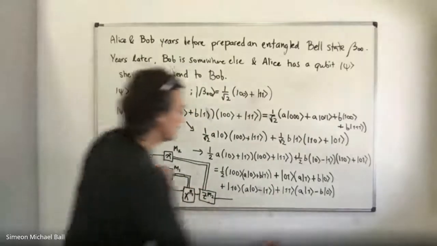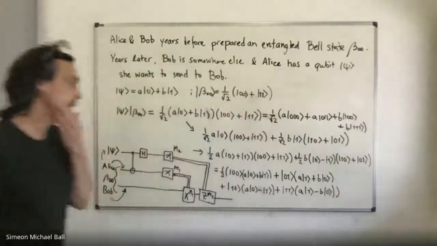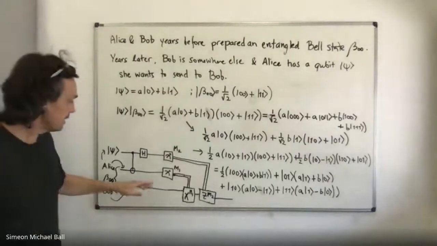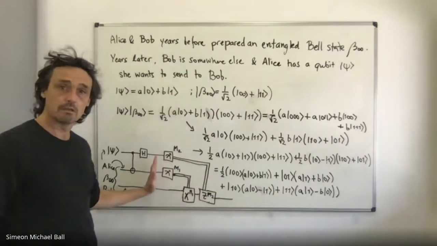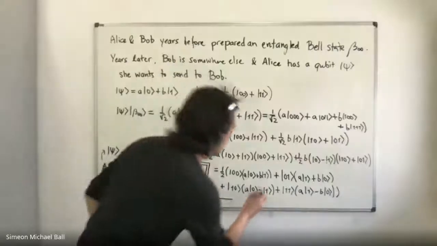Okay, so that is the current state just before the measurements. Wait, are we missing a letter on the third term? Or yeah, 1, 0? Oh, okay, that looked weird. Okay, thank you.